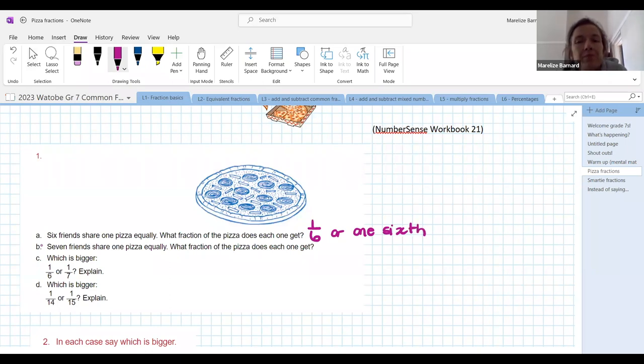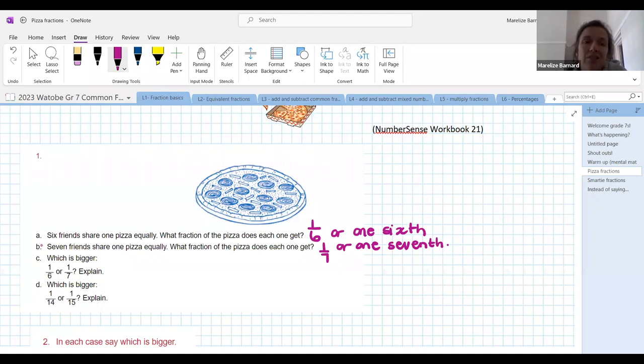Okay, next question. 7 friends share one pizza equally. Now, think again about your answer. What fraction of the pizza does each one get? We only have one pizza, so we can't suddenly have 7. That's it. We're dividing it into 7 equal parts. So it's going to be 1/7.